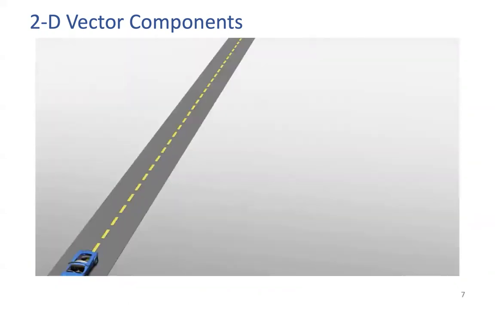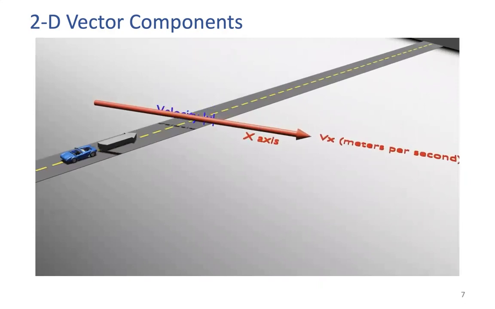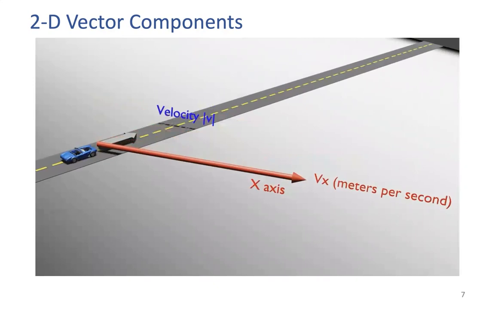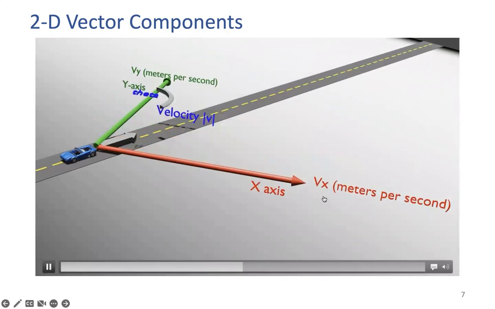This car is rolling along the road, and oftentimes we talk about the velocity. We represent it using an arrow, velocity vector v. And we will have the horizontal axis x and vertical axis y. The idea here is to describe the x component of the velocity, vx, in terms of meters per second, and the y component of the velocity in terms of meters per second.